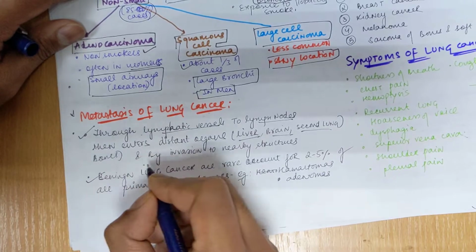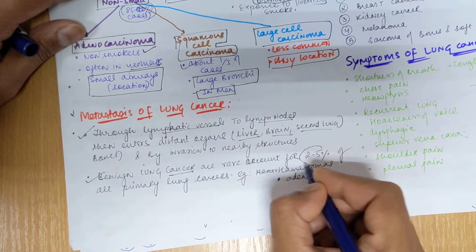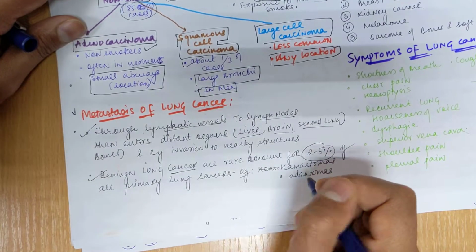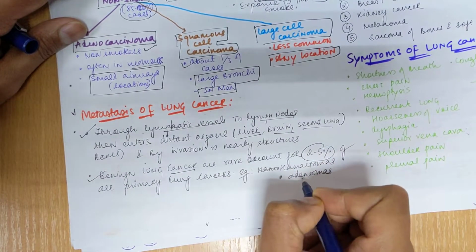Benign lung tumors are not so common, rare. They are around 2 to 5% of all primary lung tumors, and if they develop, then we have hamartomas and adenomas.